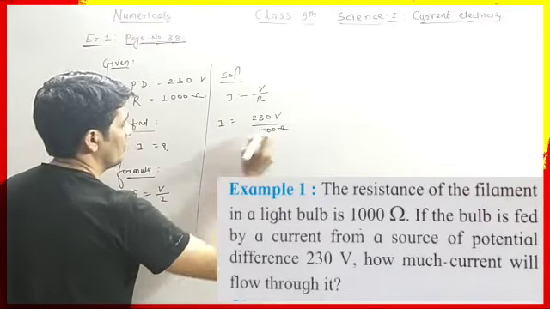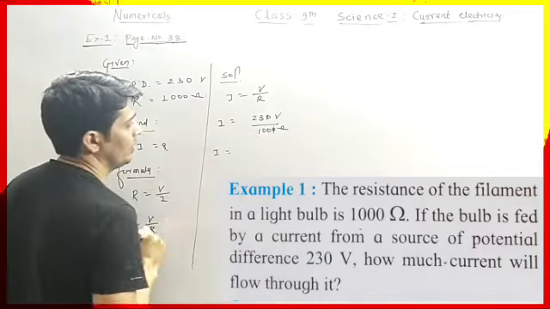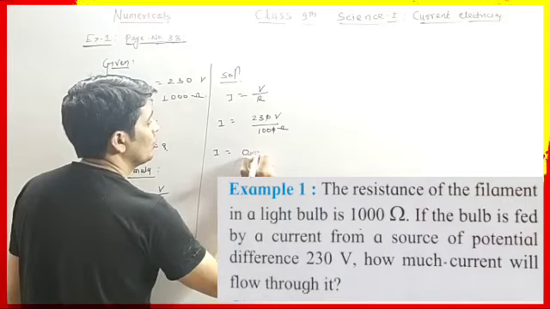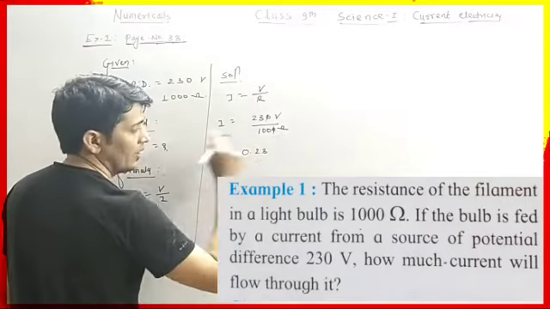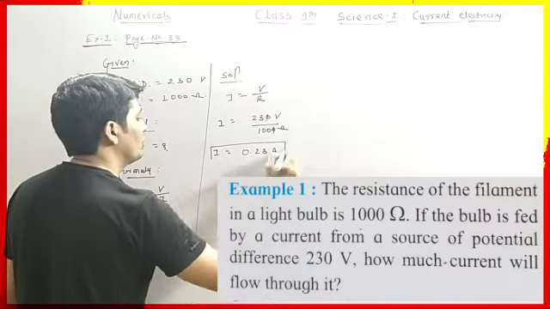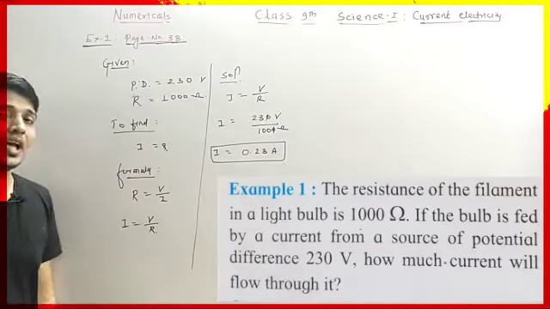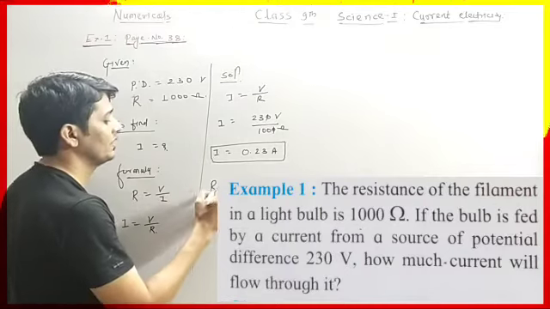1000 ohm. So I equals, say, 0 and this 0 will get cancelled and the point will come after 2. So it is 0.23, and volt per ohm is ampere. Okay. So the current flowing through the conductor is 0.23 ampere. So we have the answer. So we have to write the result now.